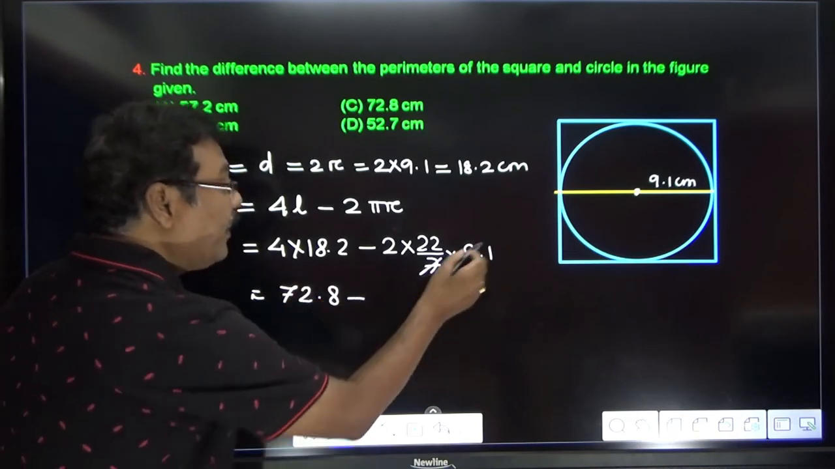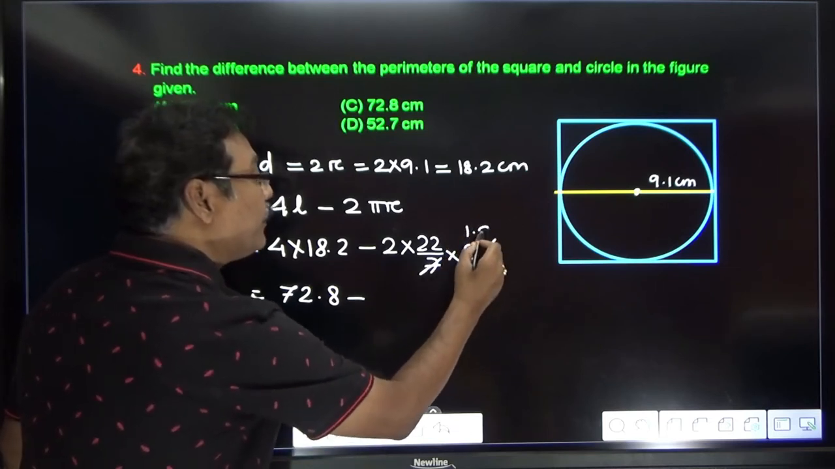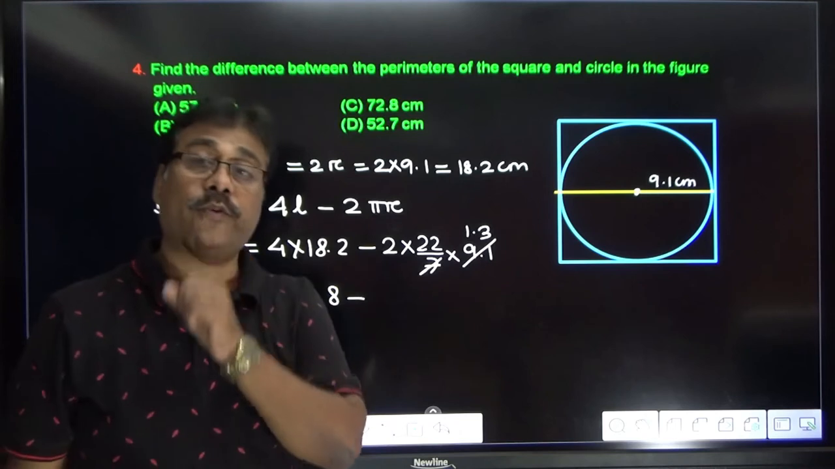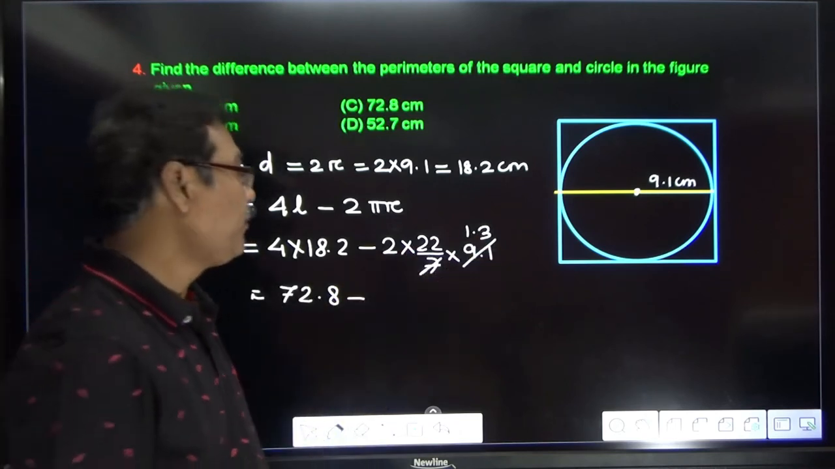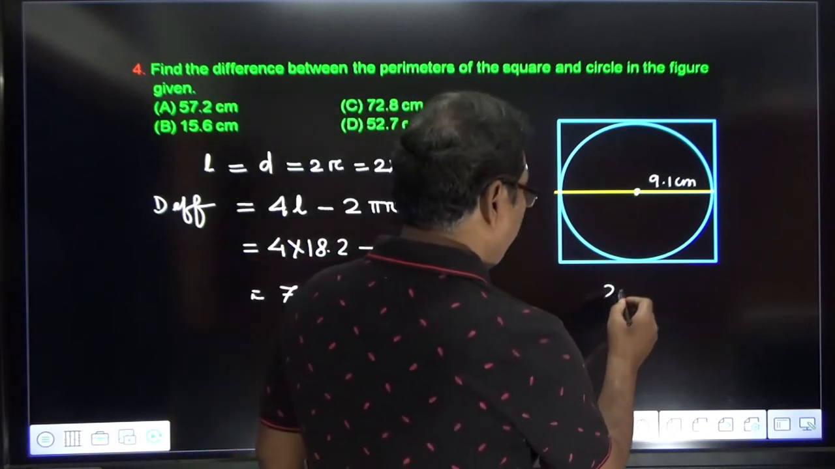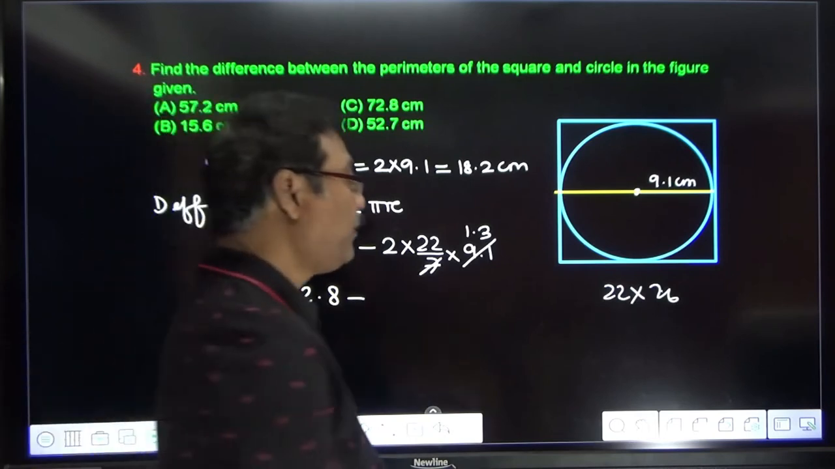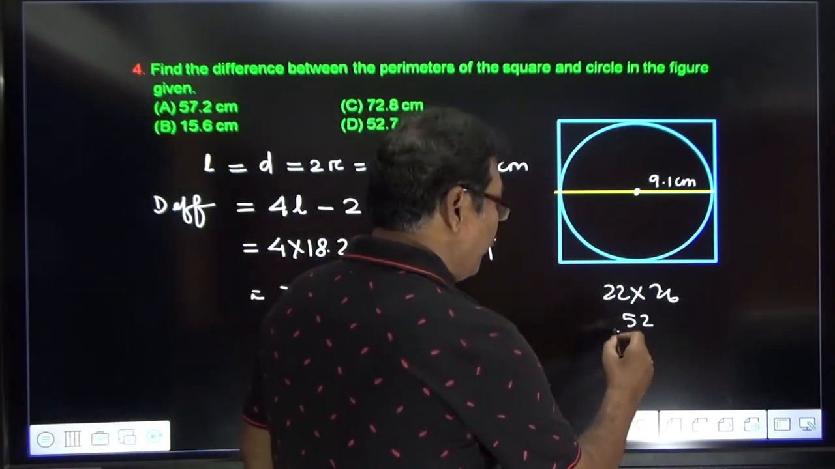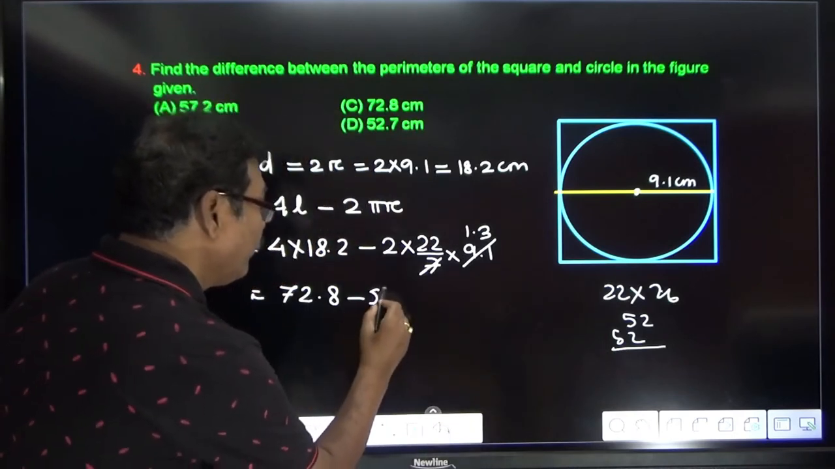Minus, this gets cancelled with this one, which gives you 1.3. So what we are getting is 2 into 22 into 1.3. Let us see what we are getting. 22 into 2.6 actually. So it gives you 57.2.